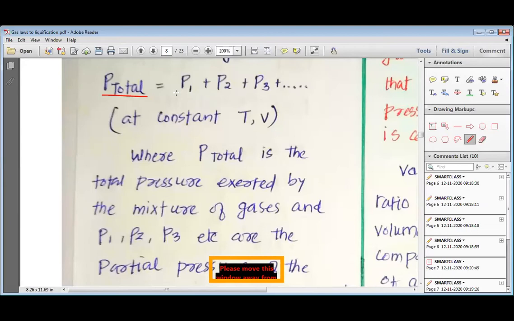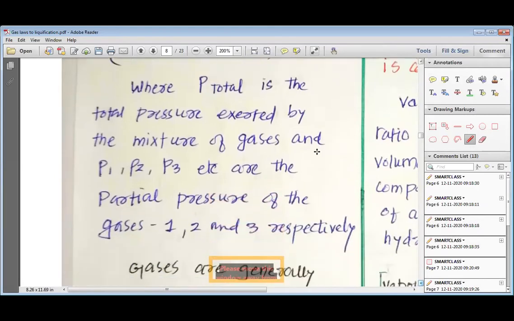If there are two gases, then we can write P total is equal to P1 plus P2. If there are three gases, then we'll write total pressure is equal to P1 plus P2 plus P3. And for n number of gases, we can write P1 plus P2 plus P3 plus Pn. But this holds at constant temperature and pressure. Now, my dear students, we are going to study it in detail, where P total is the total pressure exerted by the mixture of gases, and P1, P2, P3 are the partial pressures of gas number 1, 2 and 3 respectively.